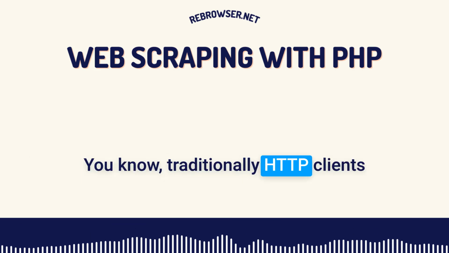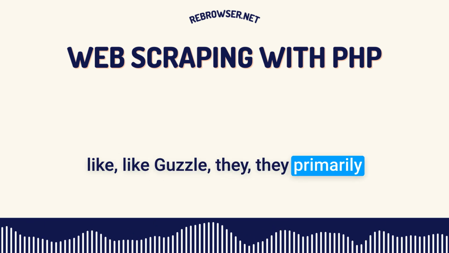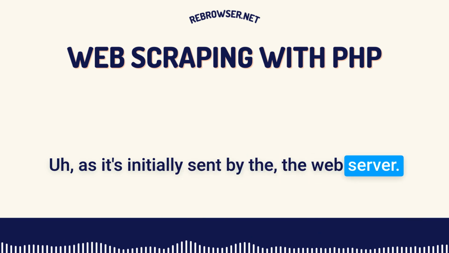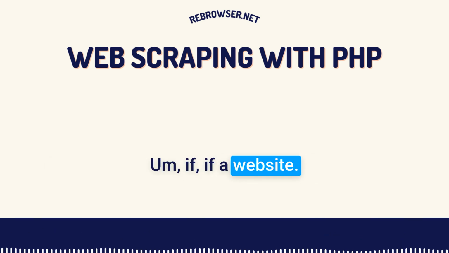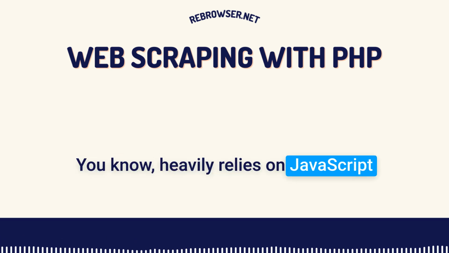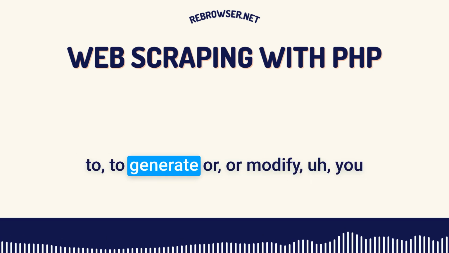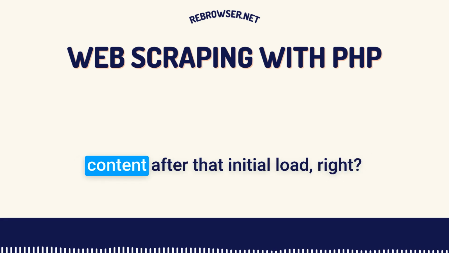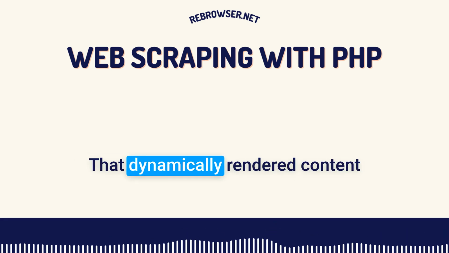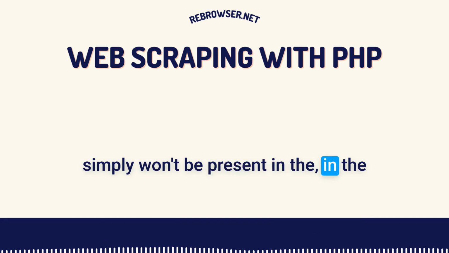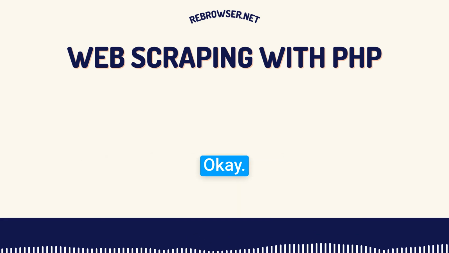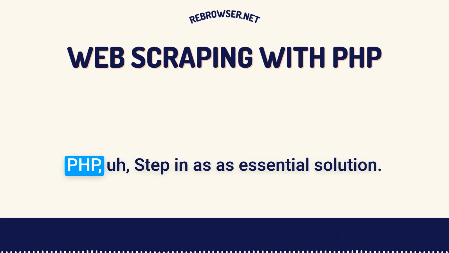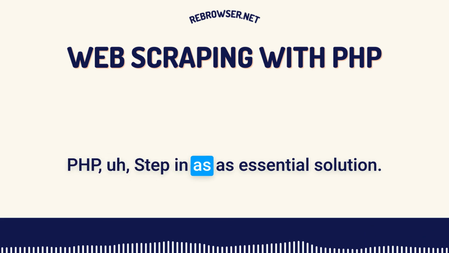Traditional HTTP clients like Guzzle primarily fetch the raw HTML source code as it's initially sent by the web server. If a website heavily relies on JavaScript to generate or modify significant portions of its content after that initial load, that dynamically rendered content simply won't be present in the HTML that Guzzle retrieves. This is where browser automation tools like Puppeteer PHP step in as essential solutions.